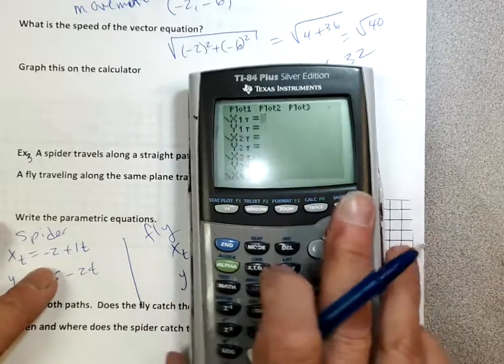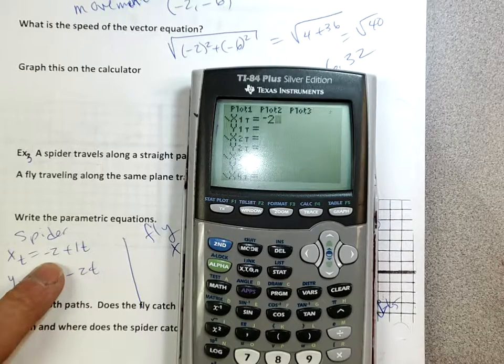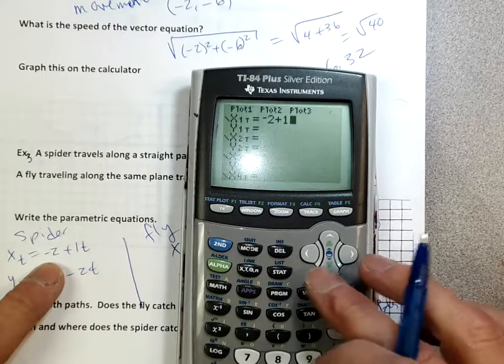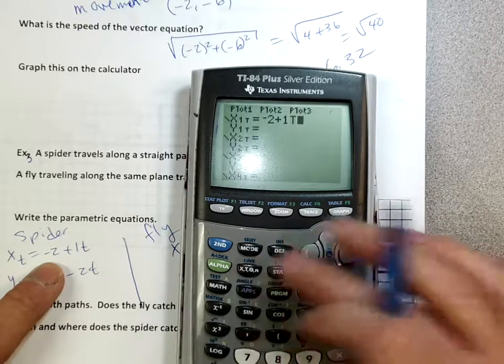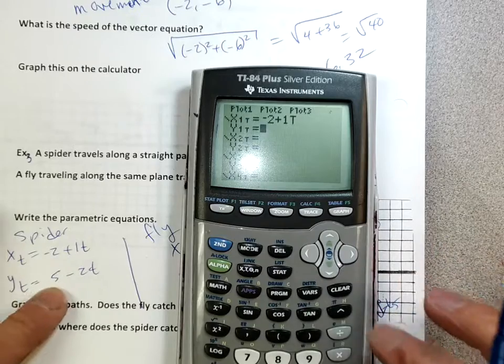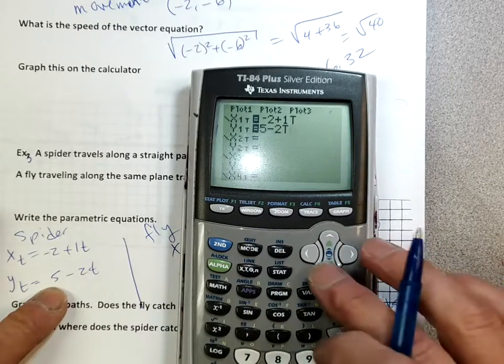Yeah, flies eat spiders. Spiders eat flies, right? It says, does the fly catch the spider? A fly could eat a dead spider, right? I think flies don't eat. I don't know, because there are those little tiny spiders. You could probably eat one of those. Maybe.